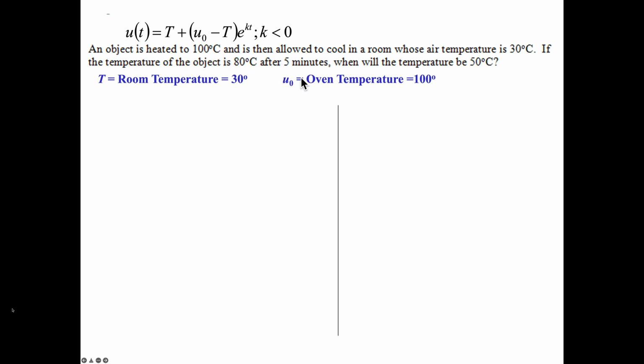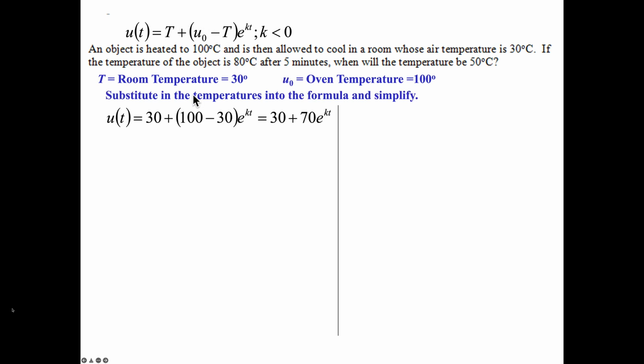So we're going to substitute those values here, here, and here. Simplify that. 100 minus 30 will be 70 times my e to the kt. Next, we have to solve for k. We have to find, if you will, our decay rate.